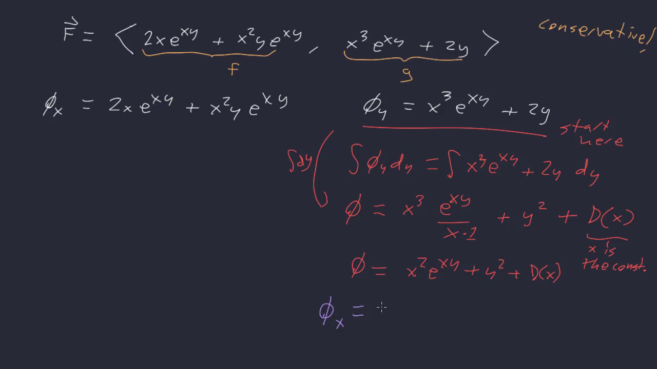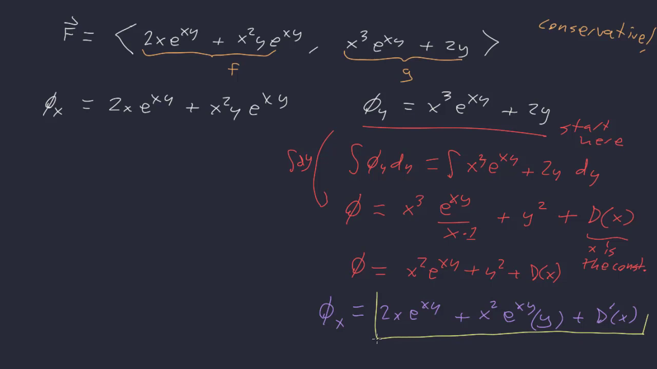we integrated with respect to y. Now we're going to differentiate with respect to x. I apologize for that. Okay, so here, this is going to be a product rule. We'll get 2x e to the xy left alone plus x squared, then the derivative of e to the xy, which will be itself, times the derivative of the stuff, which will introduce a y, then plus d prime of x.